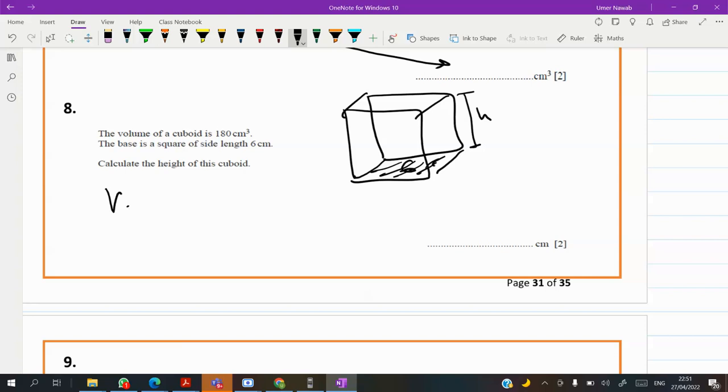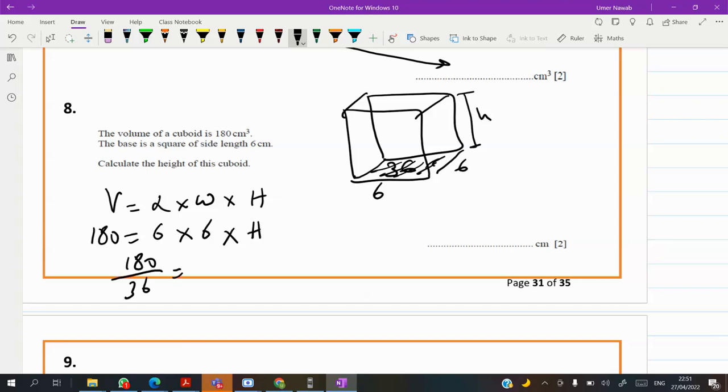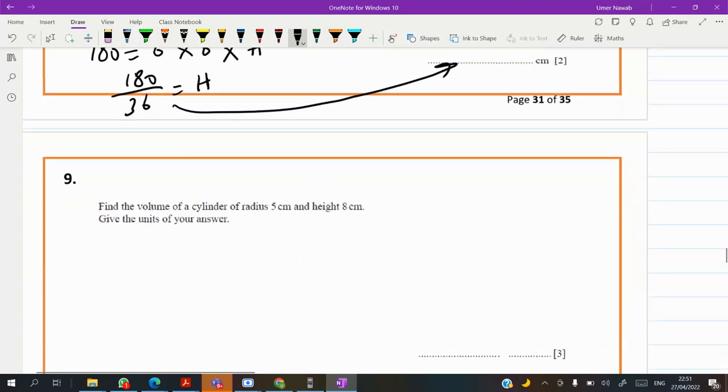It's a prism. Volume is base area times height. The base area is 6 times 6, which is 36. Base area is length into width, which is a square, and times the height we want to find. The volume is 180. Since the base is a square, 6 times 6 times height, so 180 divided by 36. Whatever the answer comes, you write it here.